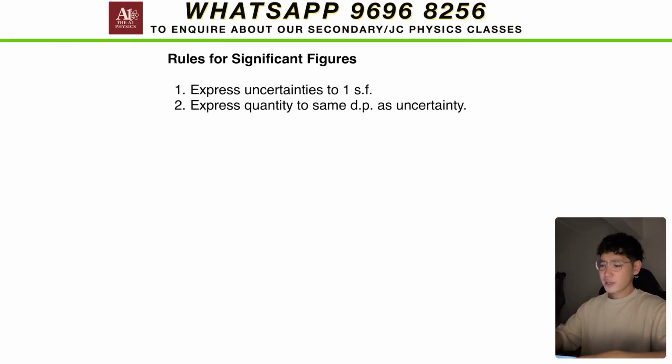Let me just give another quick example. If my uncertainty is plus minus 0.005, we want to express it in 1SF. We want to make sure that our value is expressed in terms of 3 dp. So our value might be 67.123. Our value wants to follow the same dp as the uncertainty.